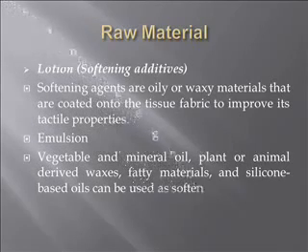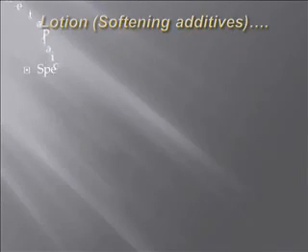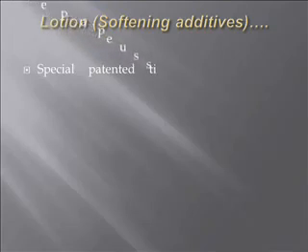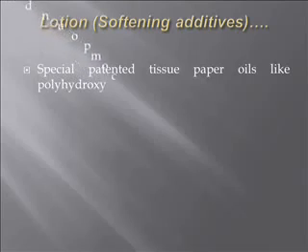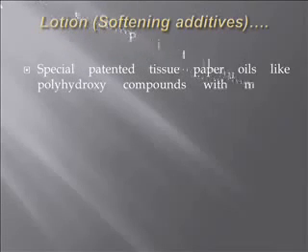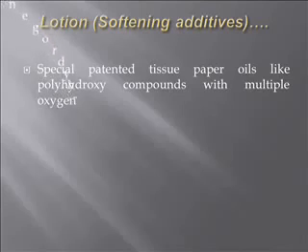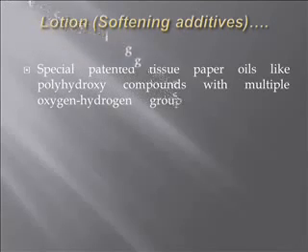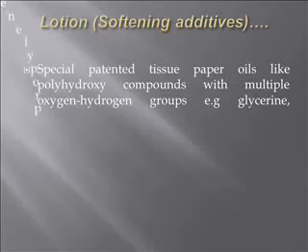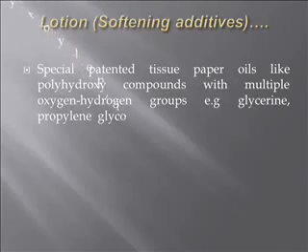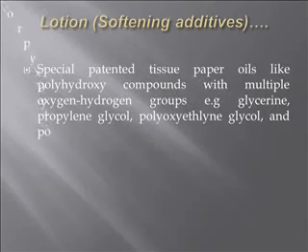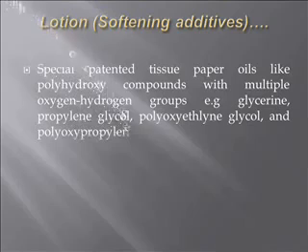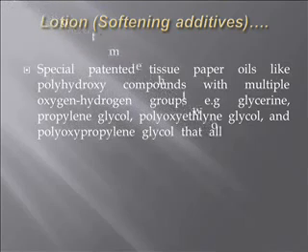Mayonnaise is an example of a food product emulsion. The oily materials used in lotion typically include vegetable and mineral oil, plant or animal derived waxes, fatty materials, and silicone based oils. The wet tissue paper industry is using special patented oils like polyhydroxy compounds with multiple oxygen hydrogen groups, like glycerine, propylene glycol, polyoxyethylene glycol, and polyoxypropylene glycol, that allow them to interact with water, and are used as softening agents.